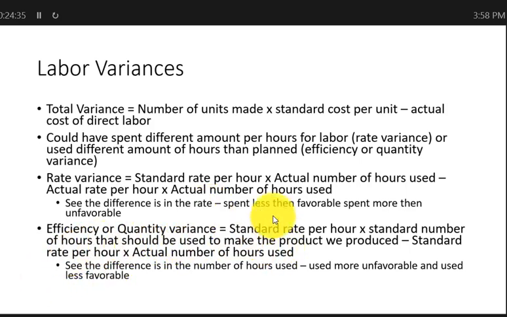Efficiency or quantity variance: standard rate per hour times the standard number of hours that should have been used to make the product. Take the difference with the standard rate per hour, notice that's the same, and the actual number of hours used. So really the difference is between what we should have used and what we actually used in terms of hours. If we use more hours, it's unfavorable. Use fewer hours, it is favorable.